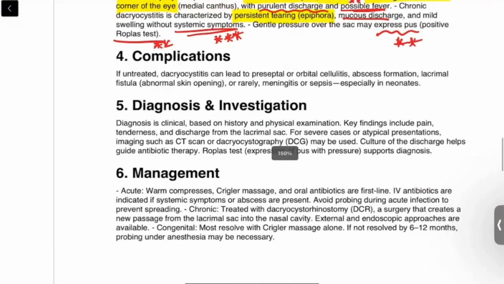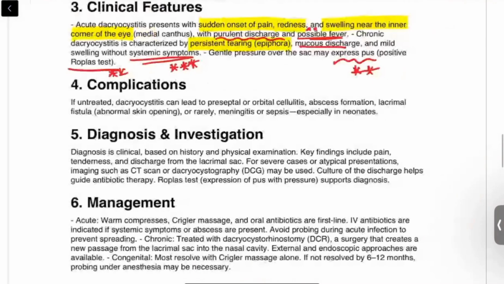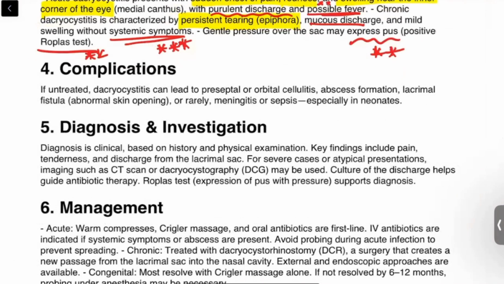After discussing the clinical features, what happens if we don't treat it? If dacryocystitis is untreated, it can lead to preseptal or orbital cellulitis, abscess formation or lacrimal fistula, or rarely meningitis or sepsis, especially in the case of neonates.